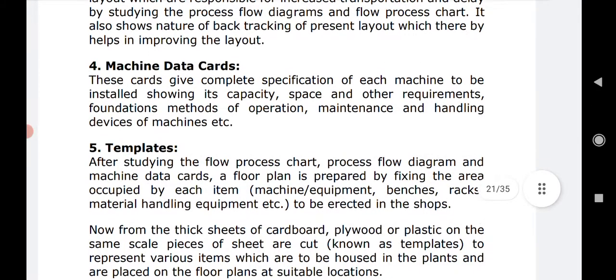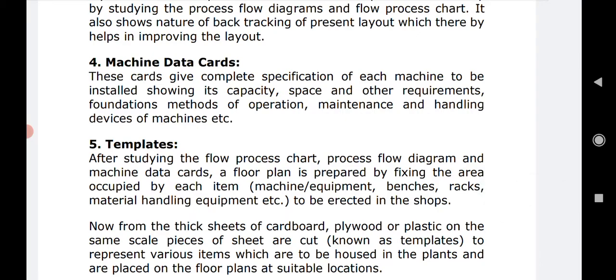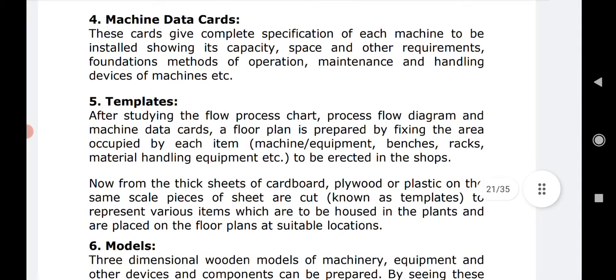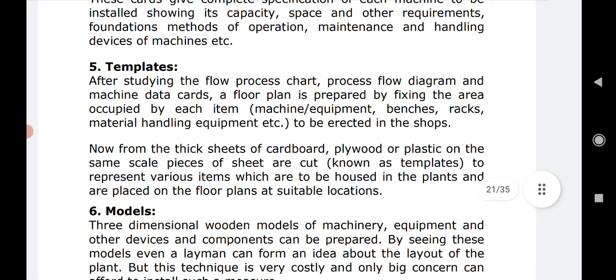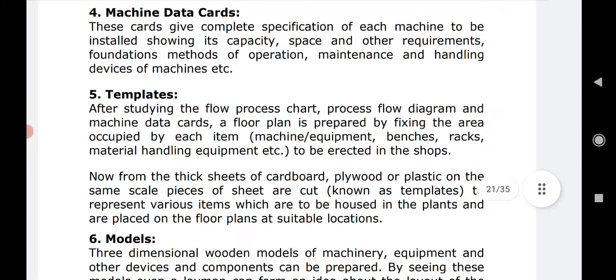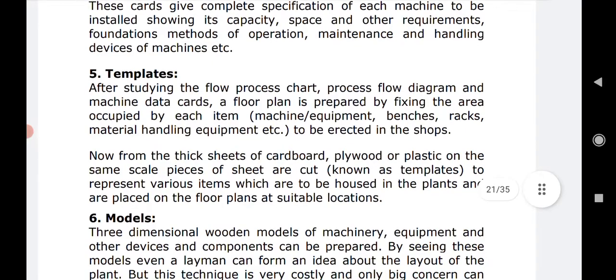The next method is machine data cards. Now what are these? These cards provide complete specification of each machine to be installed, showing its capacity, the space and other requirements. So foundation, methods of operation, even the maintenance and handling devices of the machine, everything is shown here in the machine data card.